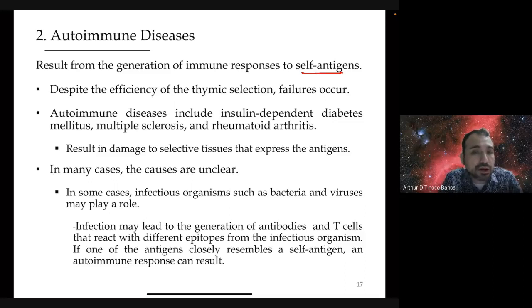In many cases, the causes are unclear. For instance, there are examples where infectious organisms such as bacteria and viruses may play a role in the onset of these types of autoimmune diseases. As an example, an infection may lead to the generation of antibodies and T cells that react with different epitopes from the infectious organism. Now imagine that one of those antigens closely resembles a self-antigen. Because of that close proximity to the structural features of that self-antigen, an autoimmune response can result.